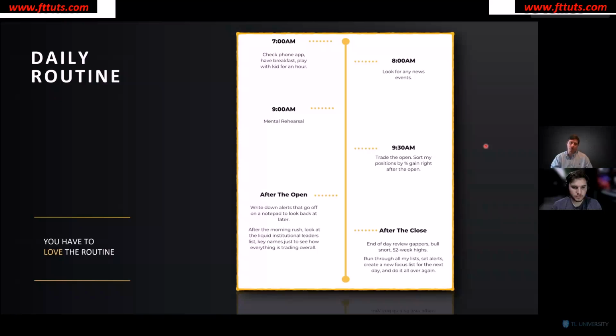Usually right after the open, I go to my own list, which are the names I own, and I sort it by percent gain, right at the open. And I'm usually looking at the red names. So the names that are down, those are the names I'm most focused on. Now, if I had a name I was looking to sell into strength or something, I've got that predetermined coming into the open. That's part of my mental rehearsal.